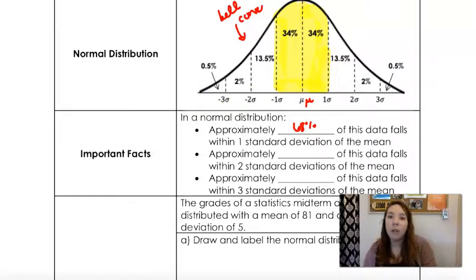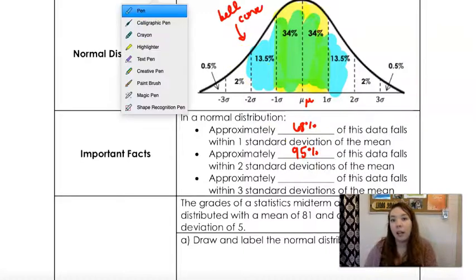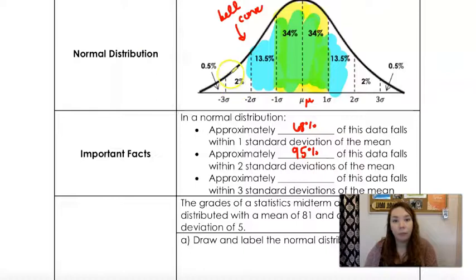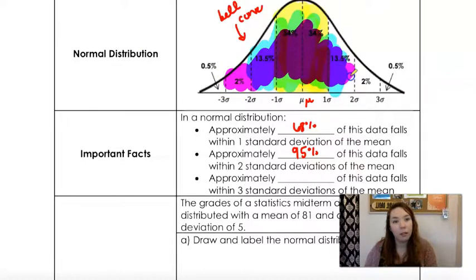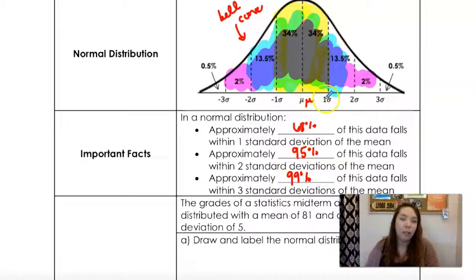If I go 2 standard deviations away and I start to include these 13.5%, that would be 95% of my data. And then if I keep adding my 2%, that would give me 99% of my data is within 3 standard deviations of our mean. And that's what it's saying here. 1 standard deviation to the right and left, 2 to the right and left, 3 to the right and left. So all but 1% of our data falls within that 99% of our mean.